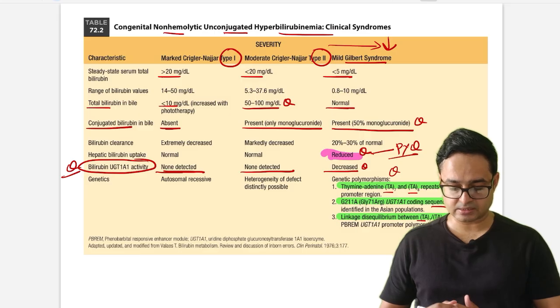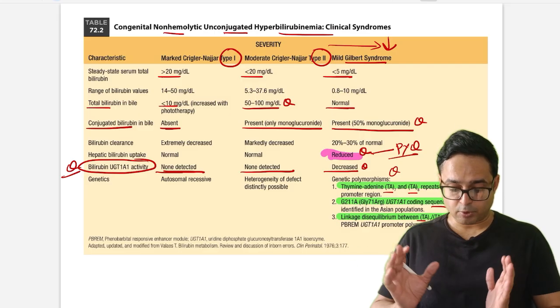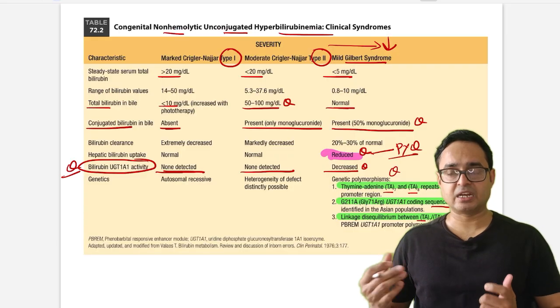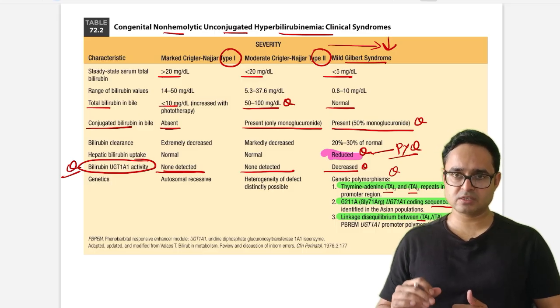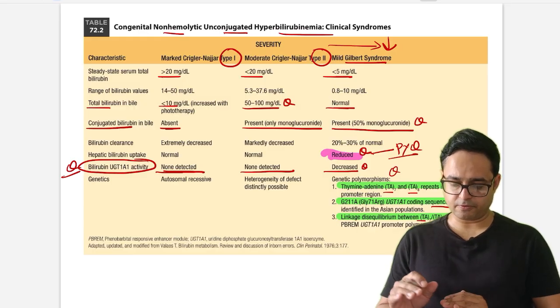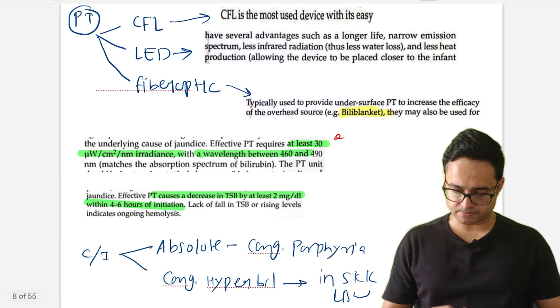so they will ask what is conjugated bilirubin in bile, what is the composition, total bilirubin in bile, bilirubin UGT1A1 activity, and genetic polymorphism in mild Gilbert syndrome. Okay, so don't worry, just pause this video here and revise this table once. This table is actually a source of many questions in upcoming exams.